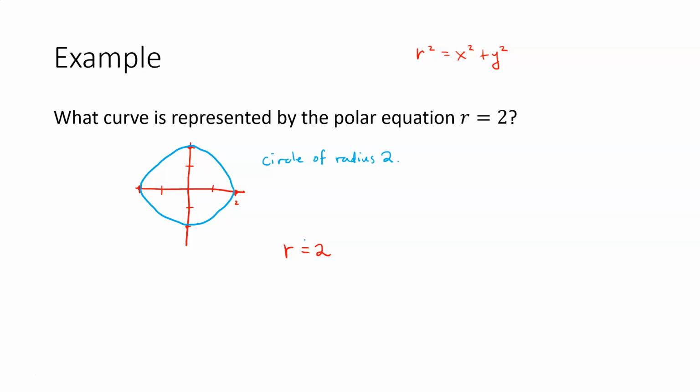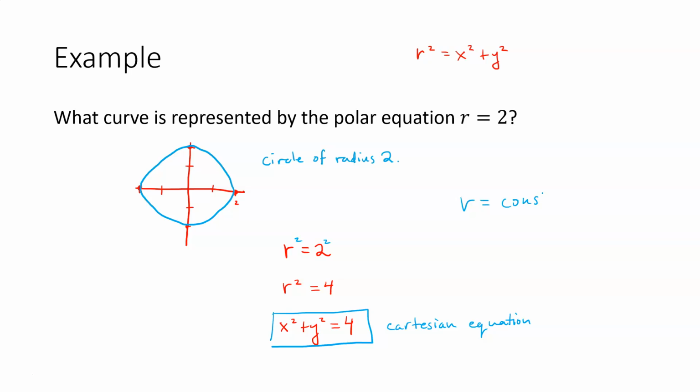So first, maybe we can square both sides of this equation. So I get r squared equals 4. And then r squared in Cartesian coordinates is x squared plus y squared. And there we can see this is the Cartesian equation that gives us the circle of radius 2. Okay. So we see in this case, whenever I have r equal to a constant, it's a circle.